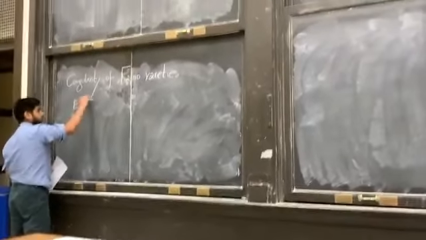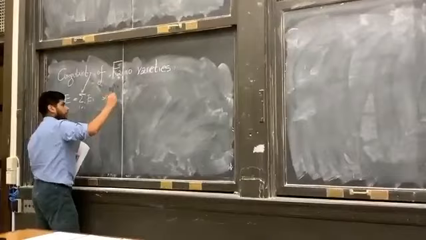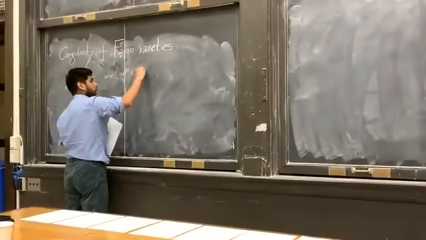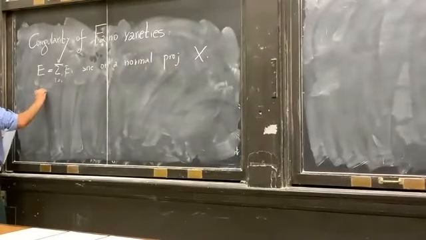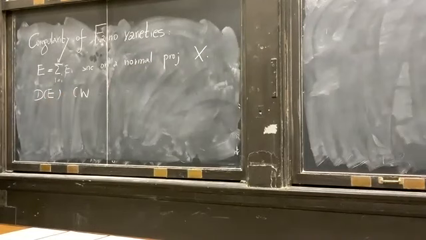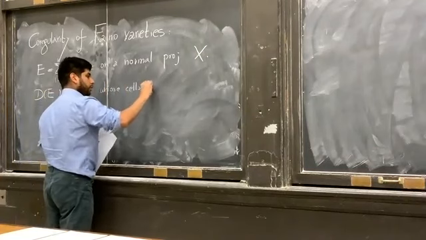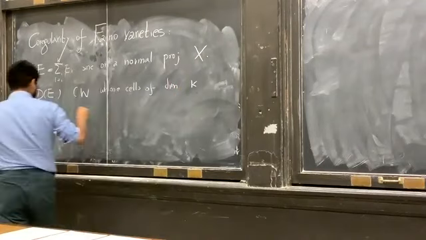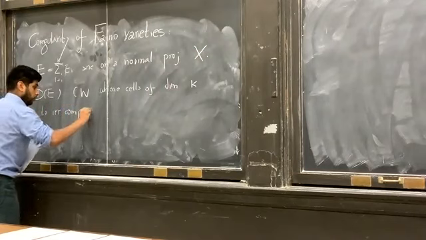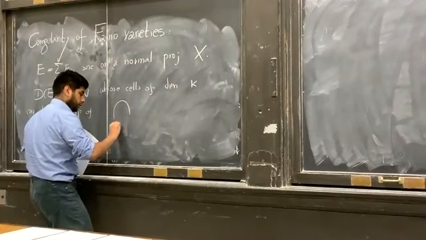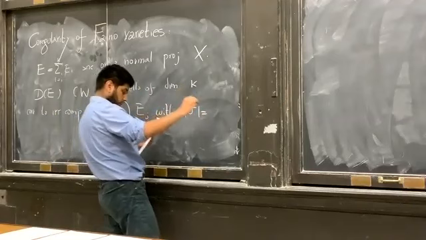So we have E, the reduced divisor, with simple normal crossing support on a normal projective variety X. Then we can associate with it a CW complex that we call the dual complex of E, denoted D(E), whose cells of dimension k correspond to irreducible components of the intersection of J in the E_J, with the size of J equal to k plus 1.